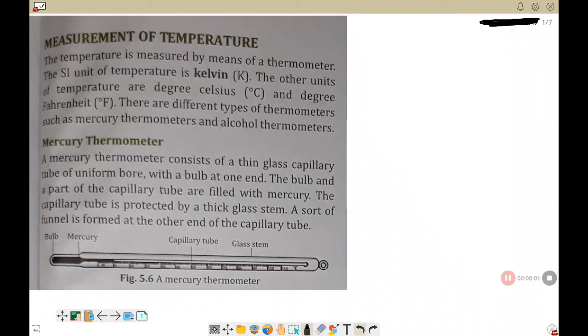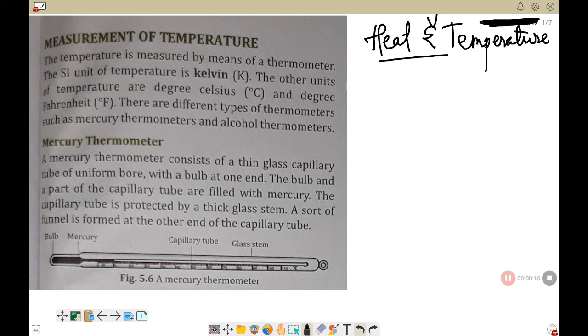Good morning, class. So, as you all know, we are doing chapter number 5, heat and temperature. From this chapter, today's topic is measurement of temperature. How we can measure temperature. Temperature is measured by means of thermometer.